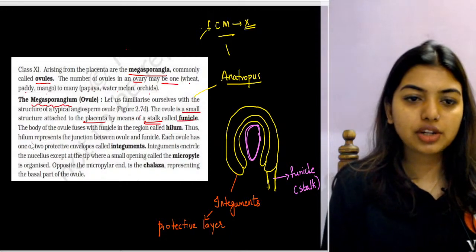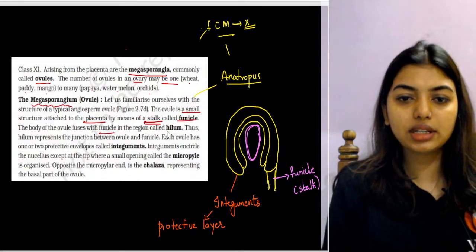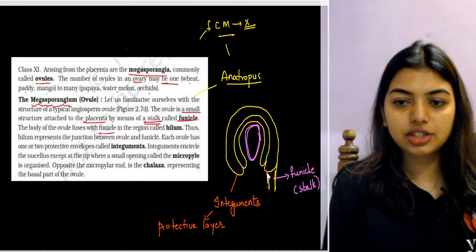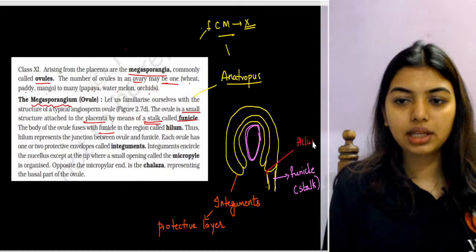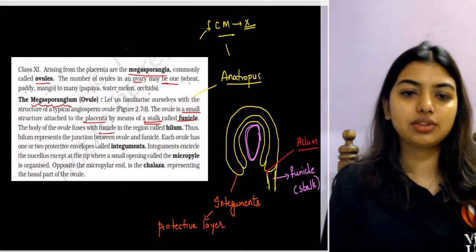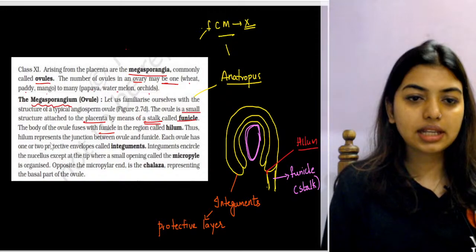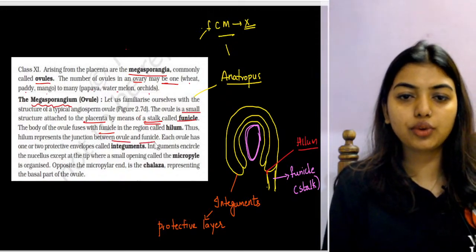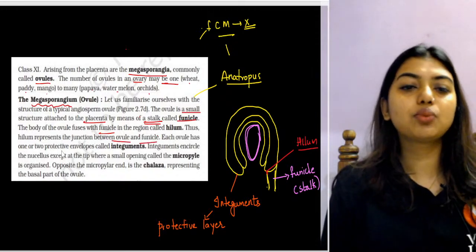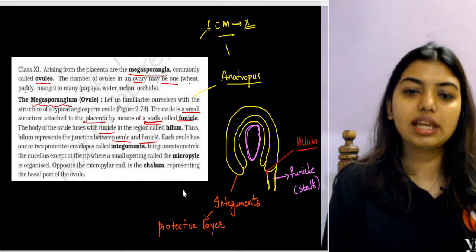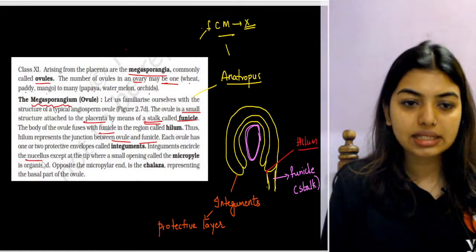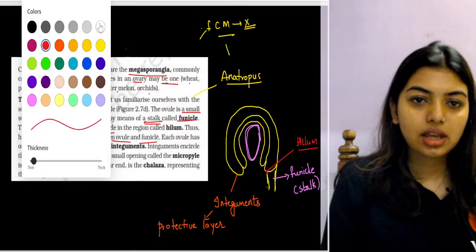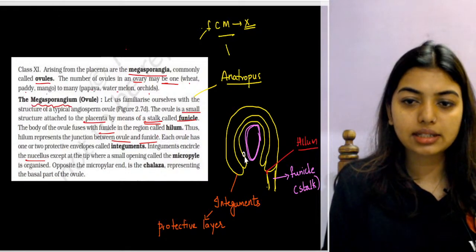Now see here, funicle, we understood. The body of the ovule fuses with the funicle in a region called the hilum. This region is called the hilum, the region where the funicle attaches. Thus the hilum represents the junction between the ovule and the funicle. Each ovule has one or two protective envelopes. So these integuments are the protective envelopes. Integuments encircle the nucellus. In between these there will be the nucellus. Here, this white color which I am drawing, this is the nucellus.